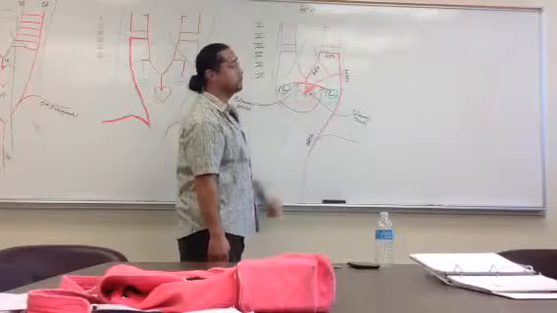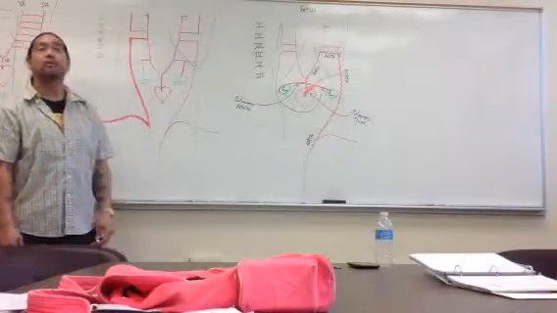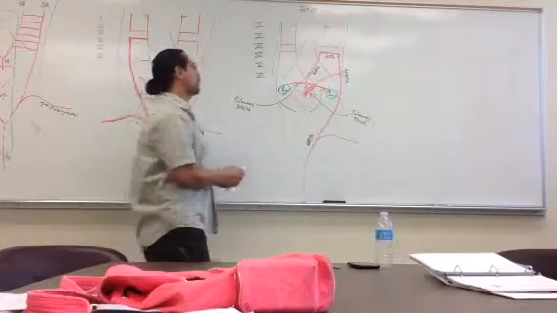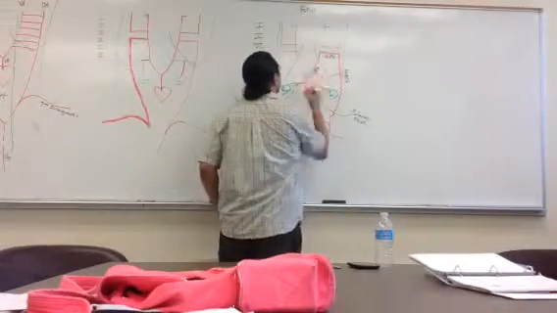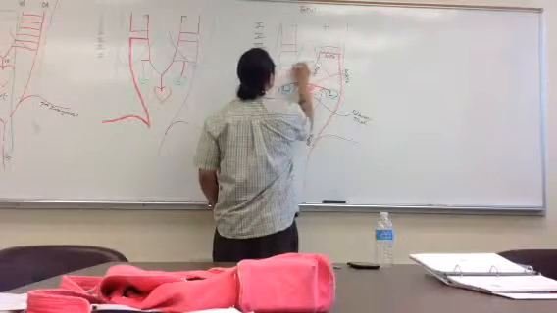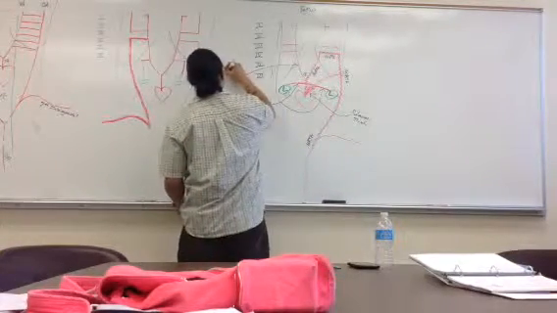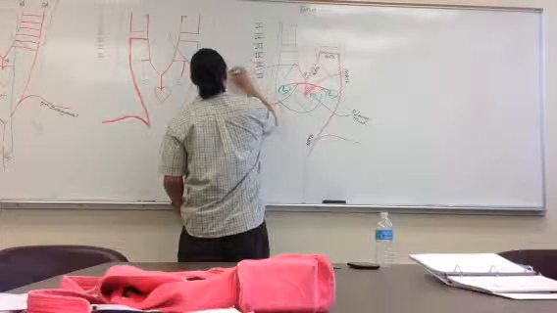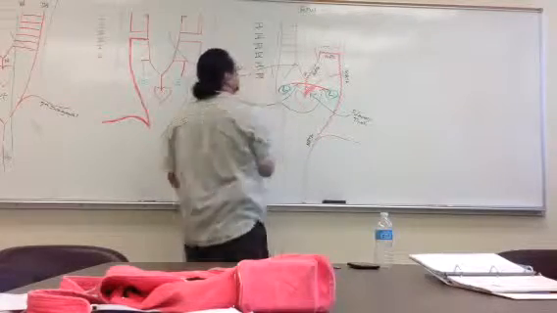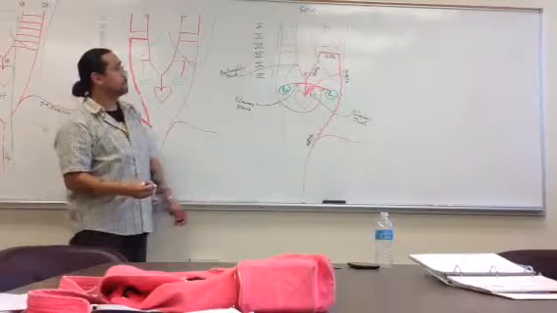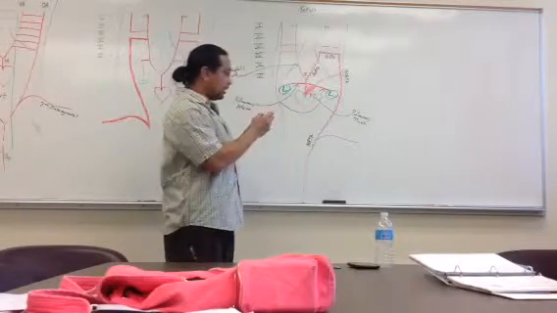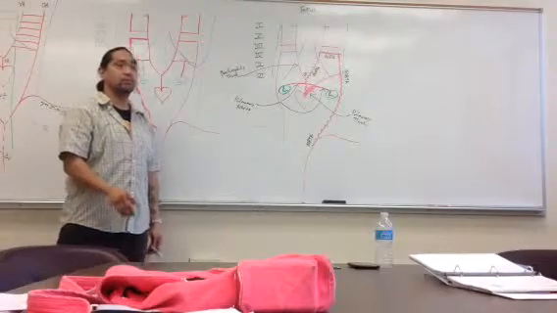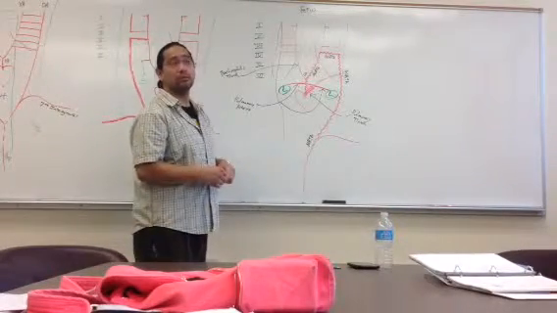What's this? The brachiocephalic. Because what's the first branch off the arch of the aorta? Brachiocephalic. So here's branch number 1 right there. And that is the brachiocephalic trunk. Now, if that's your brachiocephalic trunk, what does your brachiocephalic trunk branch into? Right subclavian and right common carotid.